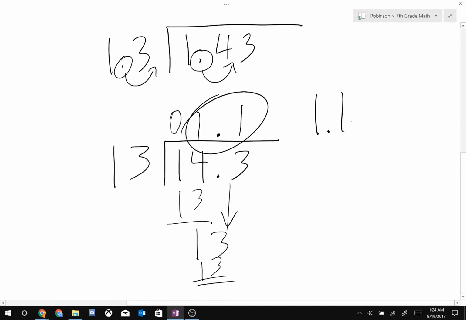So the only step that dividing decimals adds to regular division this way is this one up here, where we moved our decimal over on the outside until it's a whole number, and then we did the same amount of movement on the inside.